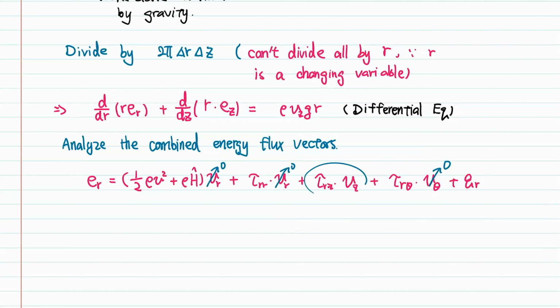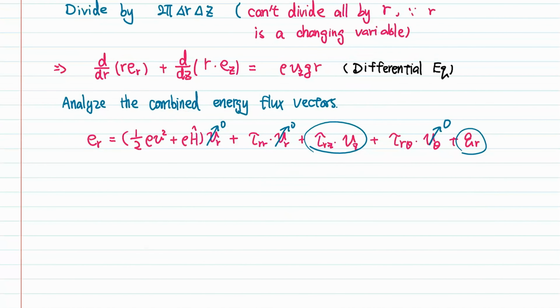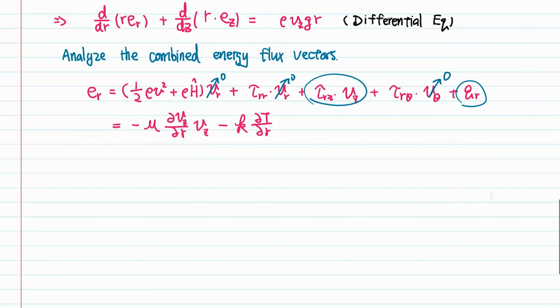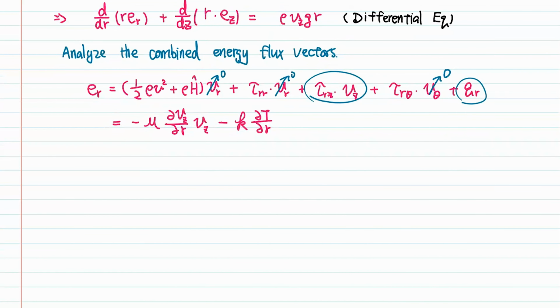So finally, you're left with two terms. One is the shear stress or work done on a fluid in the z direction, and also the thermal conduction in the R direction, where you have heat coming in, right? So that's that. If we further analyze that, that would become negative mu partial vz partial r times vz, minus k, the thermal k, times partial T partial r. That's the combined energy flux vector simplified finally.